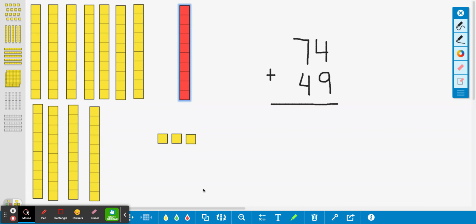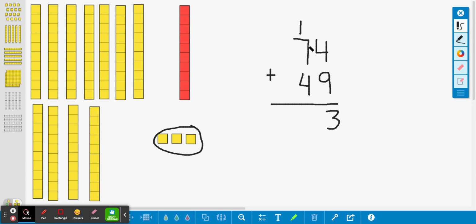What I notice now is that I have some leftover ones here. I have 3 leftover ones. So I'm going to put the ones right here in my ones place. Now I have a new 10 here that's not part of the 7 and it's not part of the 4 tens. So I'm going to put that new 10 right here on top. Now I'm done with my ones, but I need to add my tens.